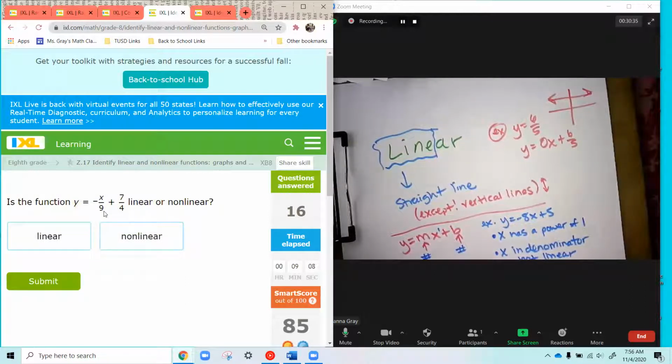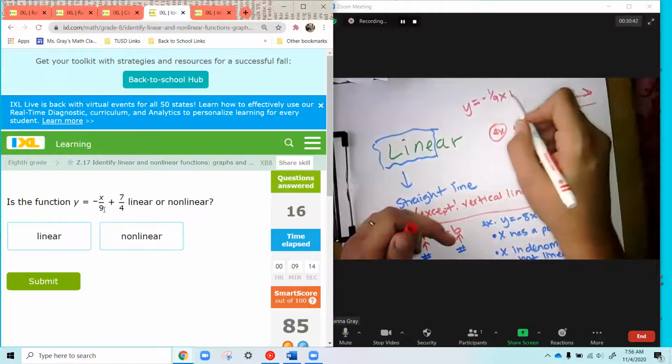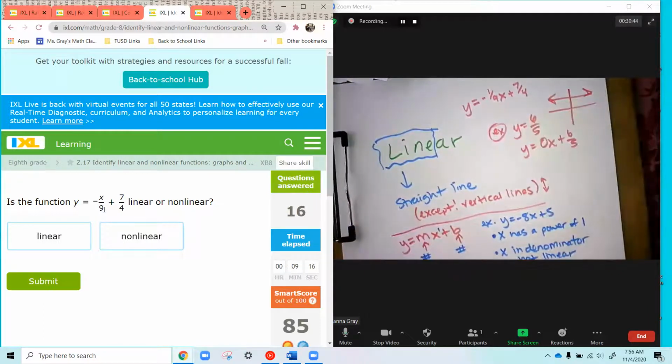This one, even though it looks a little complicated, I really could rewrite that as y equals -1/9 x plus 7/4. And so since that's really just a regular x, it's on top of the fraction, basically, it's linear. Non-linear. Linear.